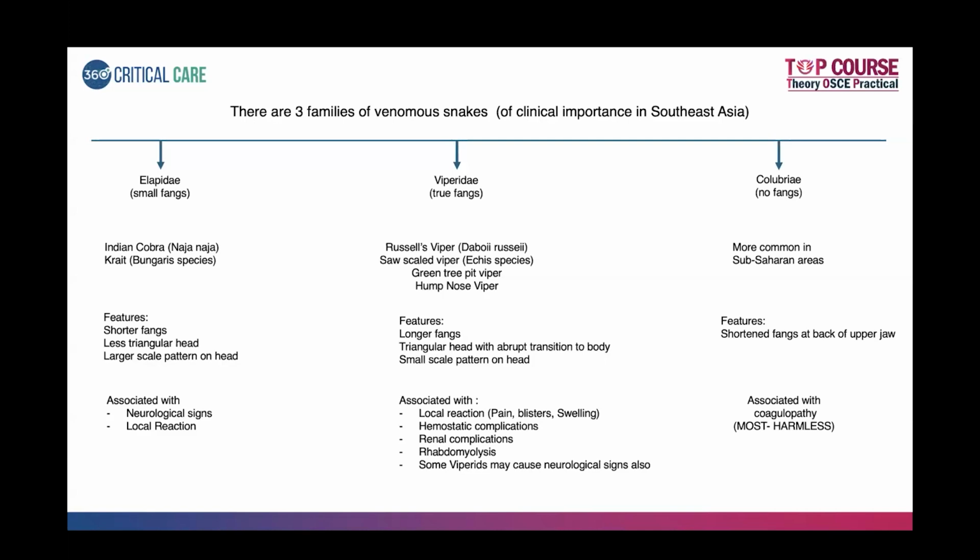Then you have a third classification called Colubridae. This is more in the sub-Saharan areas. The special features are they have shortened fangs at the back of the upper jaw, and mostly they are associated with coagulopathy, though in most scenarios they are harmless.